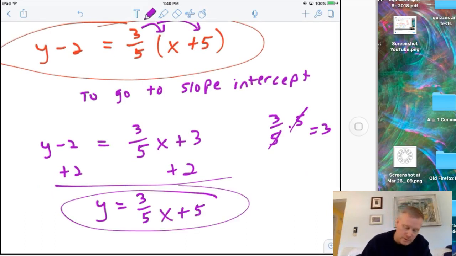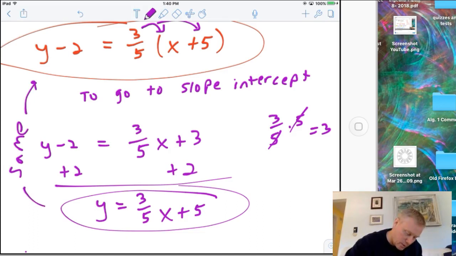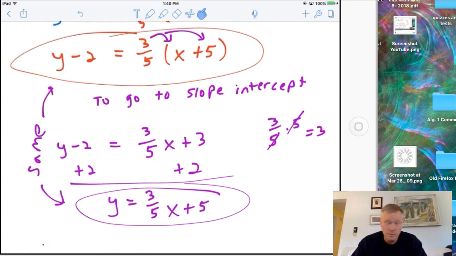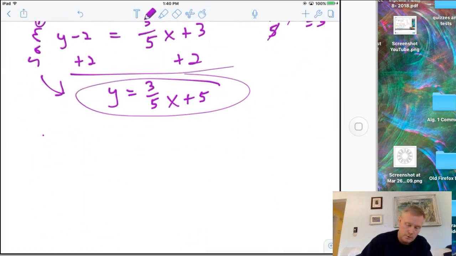So these are actually the same answer, except one's in slope-intercept form, and the other one is in point-slope form. But they're the same equation, just manipulated, okay? All right. So that was number 1. Number 2.